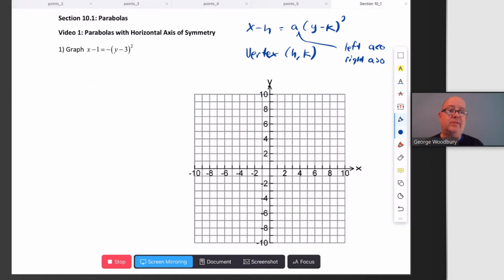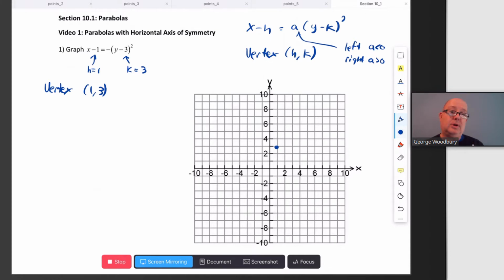So we've got a couple of examples in this video. The first one is x minus 1 equals negative the quantity y minus 3 squared. So the first thing I get is that my value of h is 1. That's what's being subtracted from x. And my value of k is 3. That's being subtracted from y. So the vertex is at the point 1, 3. Over 1, up 3.